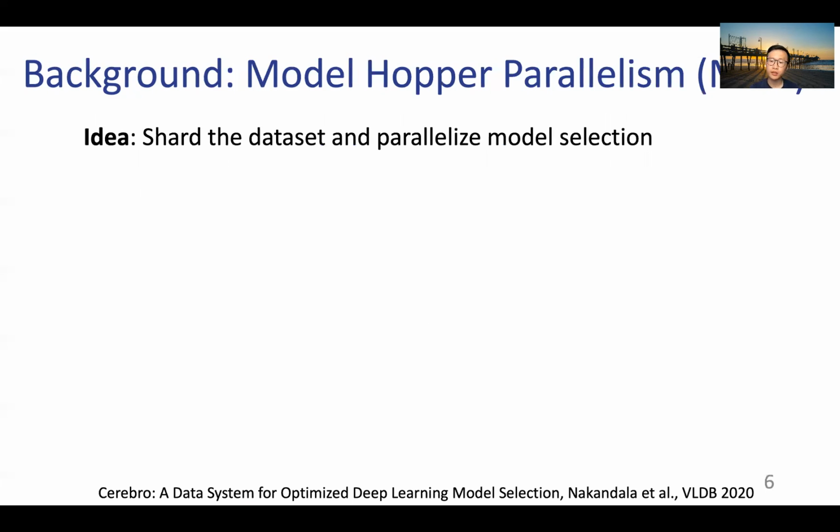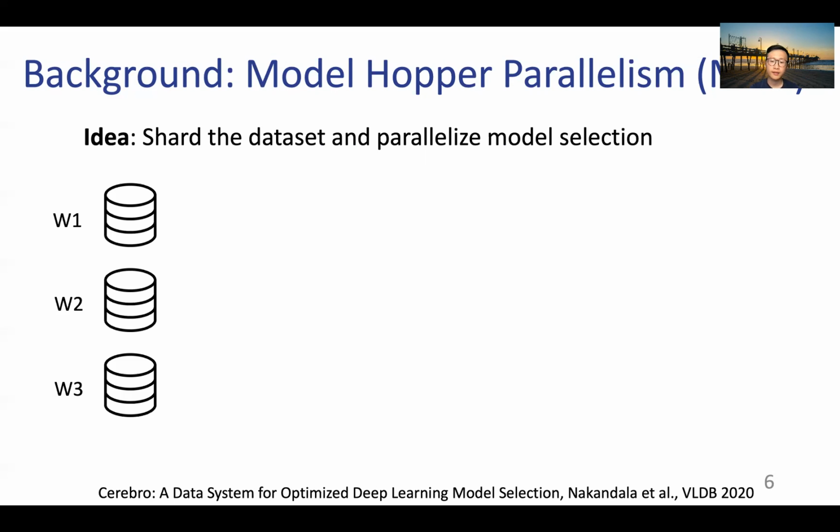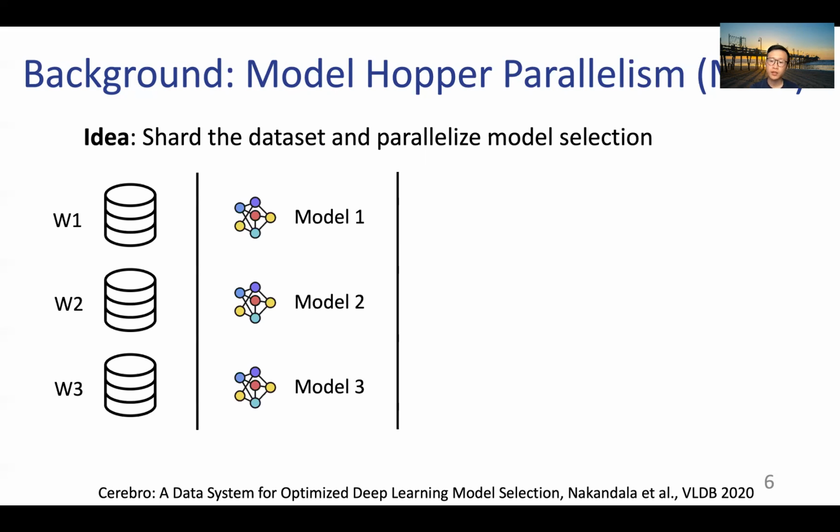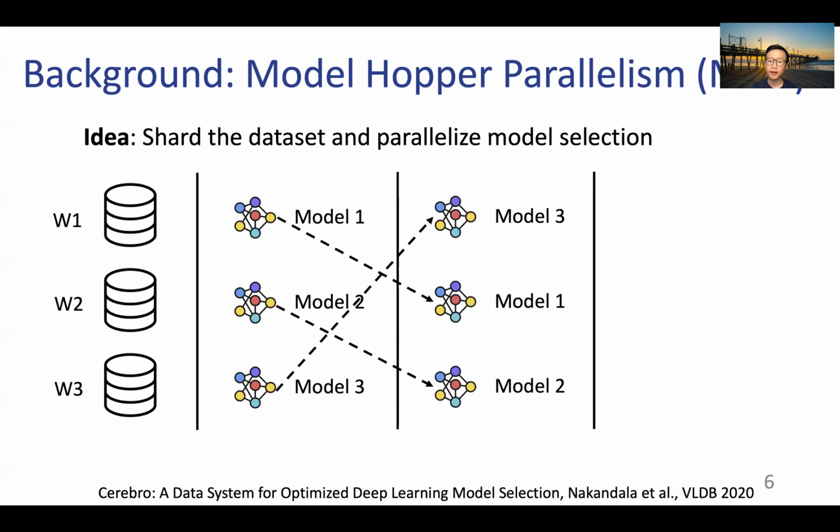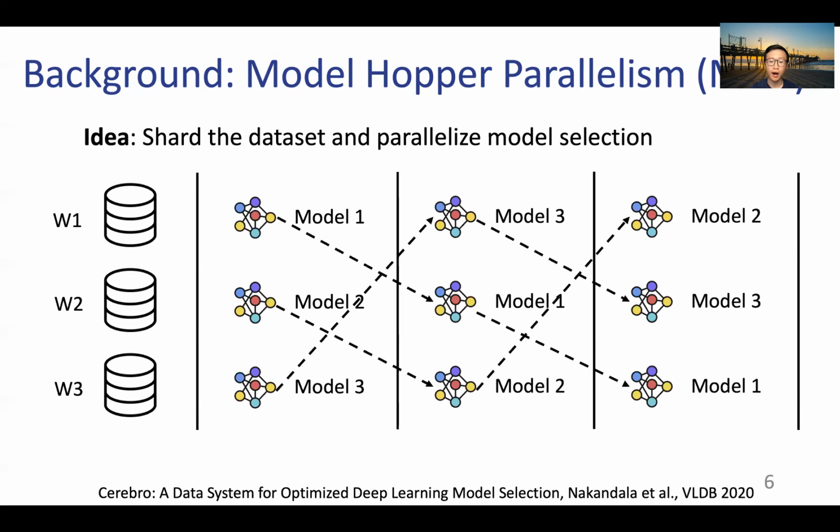Recent work in the DB literature proposed a hybrid of task and data parallelism for SGD workloads, called Model Hopper Parallelism. Their idea is to shard one dataset evenly and parallelize model selection. Here is an example. Three workers each get a shard. MOP first trains model 1 on worker 1, model 2 on worker 2, and model 3 on worker 3. Then it hops models to different workers to continue training on different shards until one model has been trained on all shards. Their approach improves resource efficiency by parallelizing model selection.